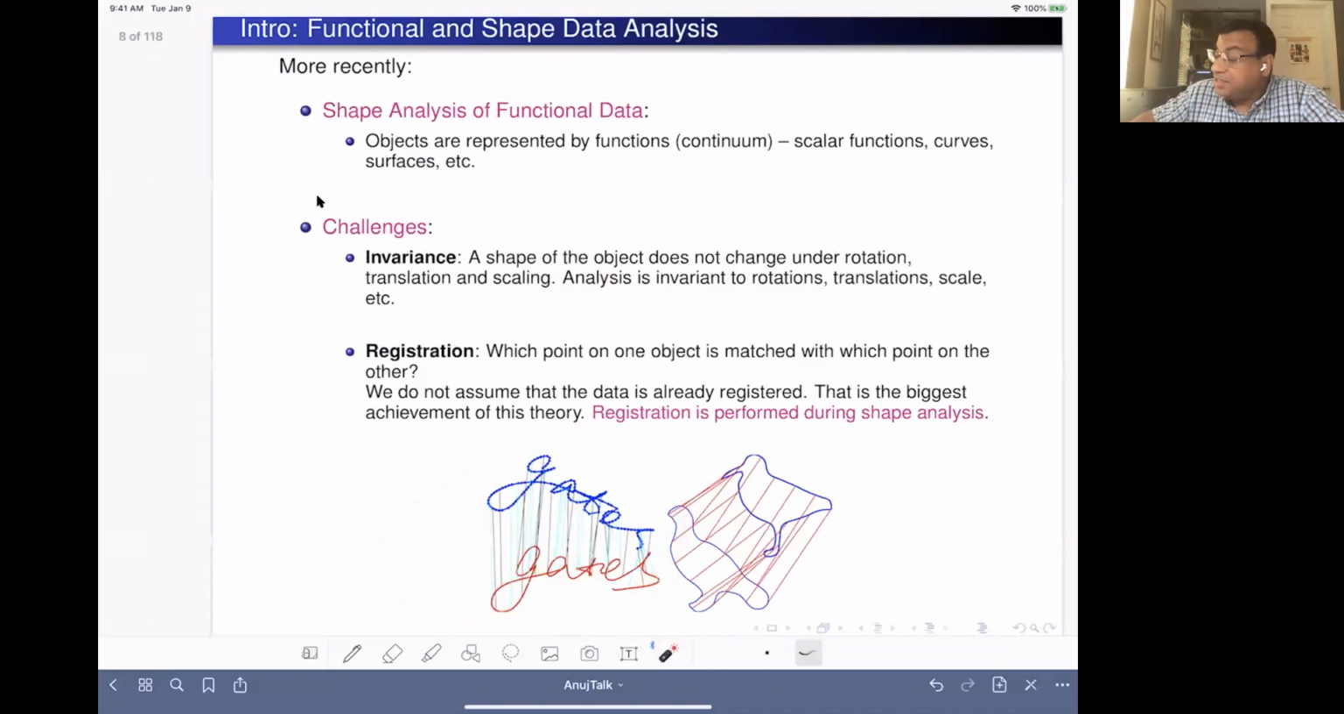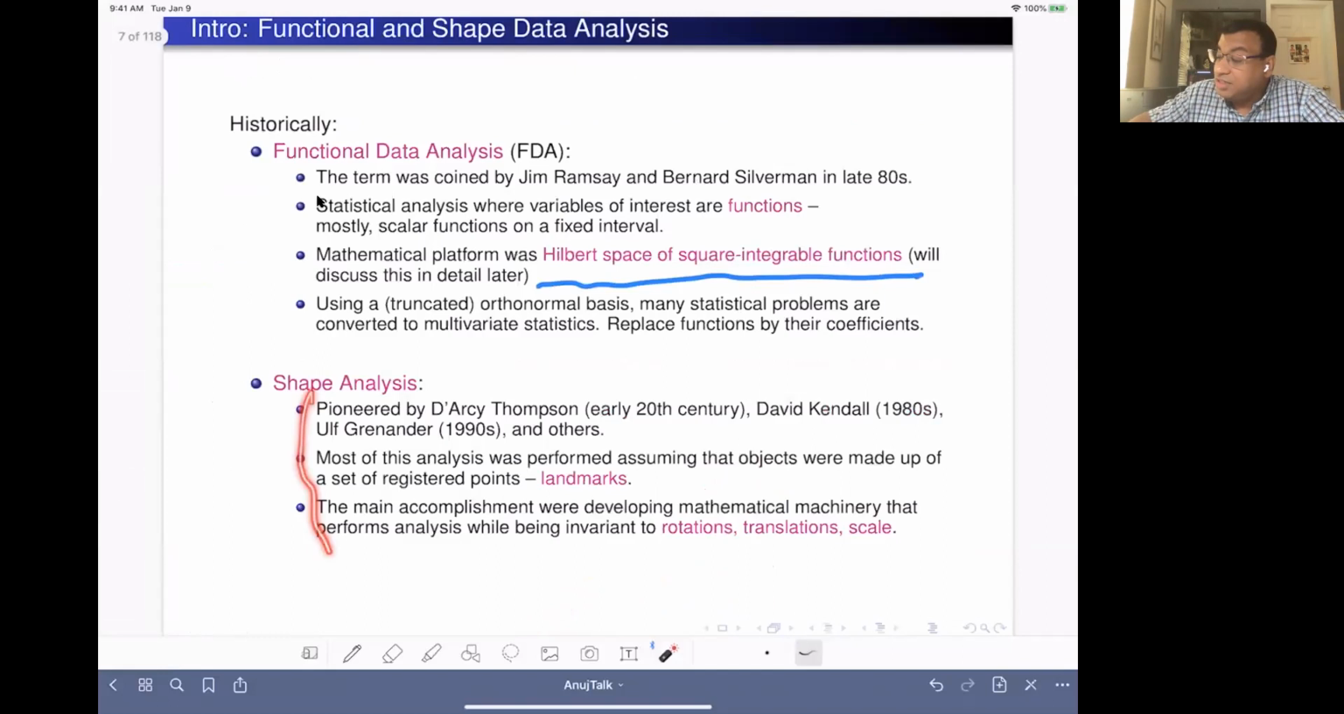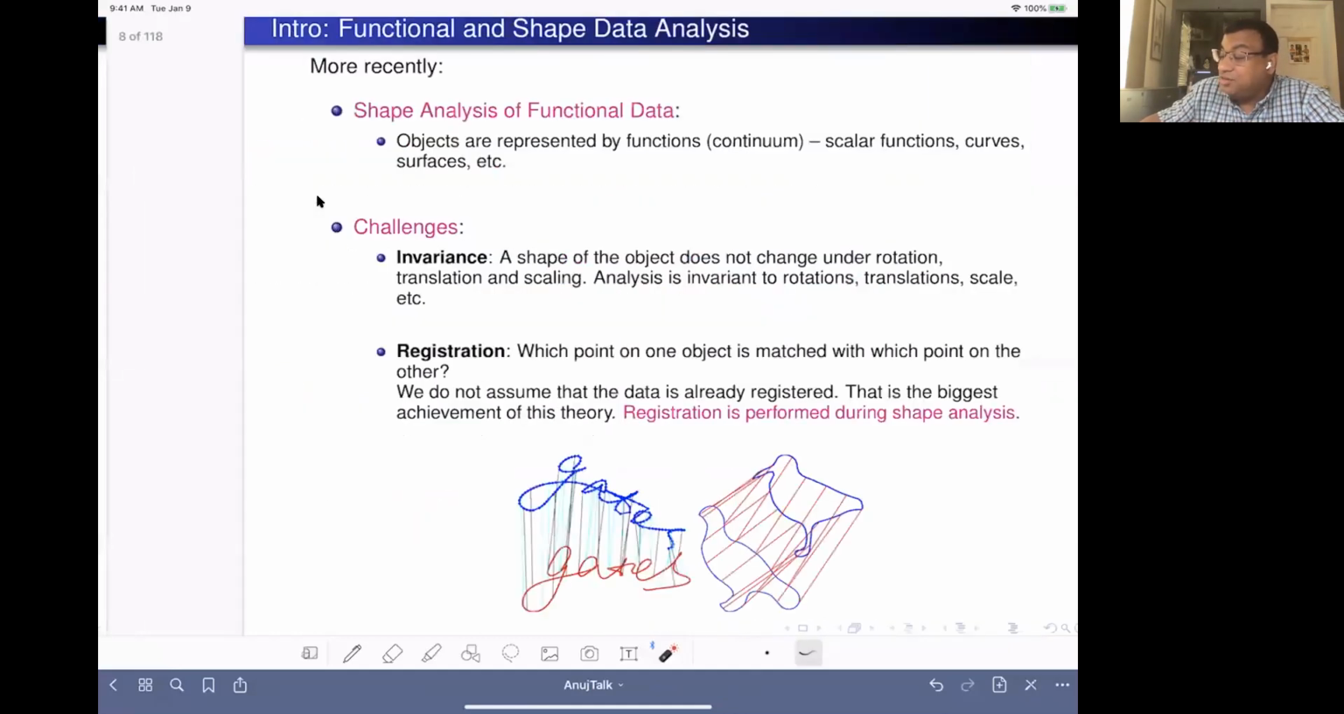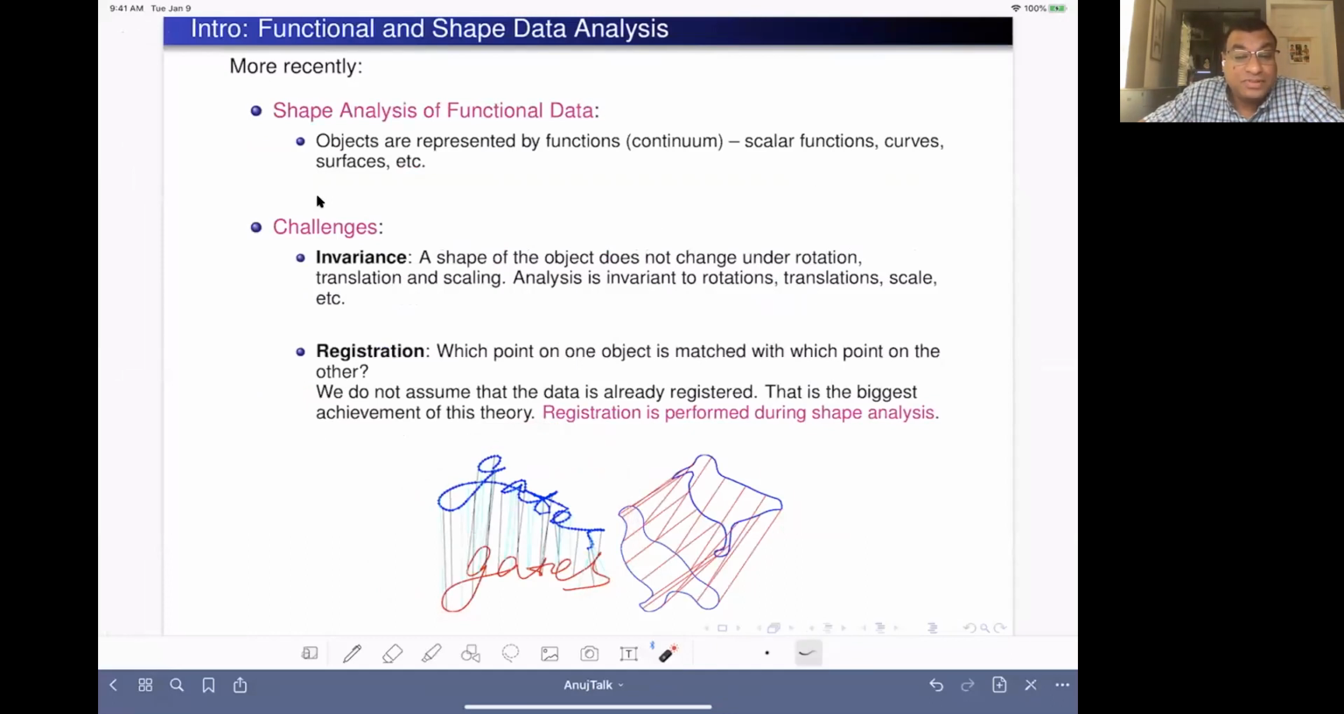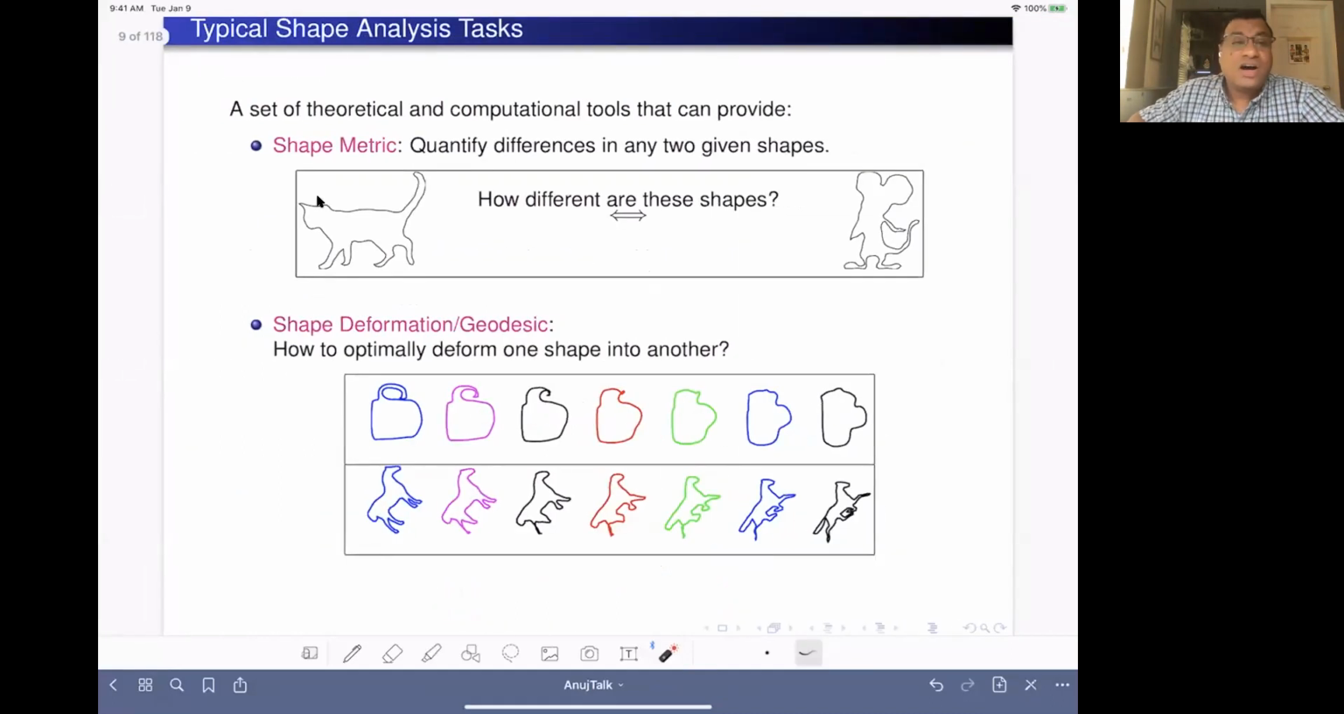Now, in the theory that was pioneered in the last century, people assumed that you are given registered points. That's a huge assumption. In the data sets we get, there is no guarantee that we have any registration. We just have pictures and objects and shapes. So we have to figure out how to solve this registration problem while we are doing shape analysis. We cannot assume that somebody has software you can download and implement to do the registration. So that's another challenge.